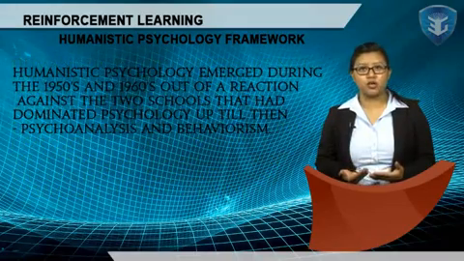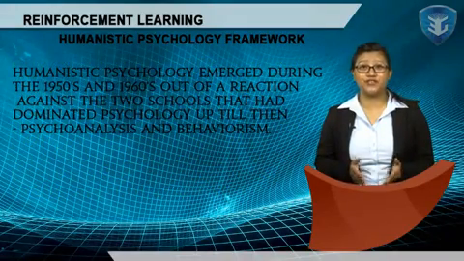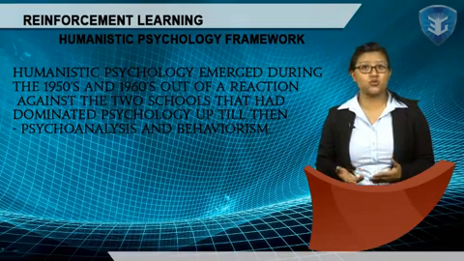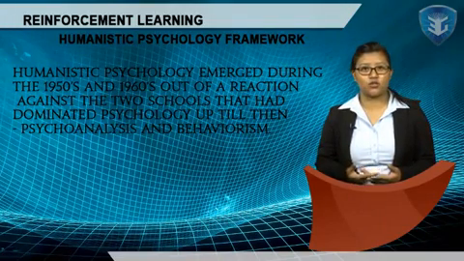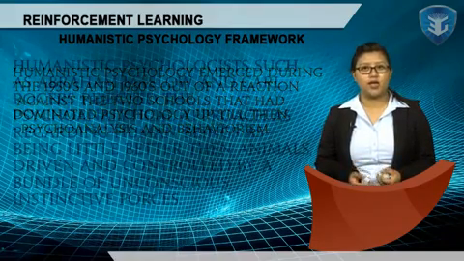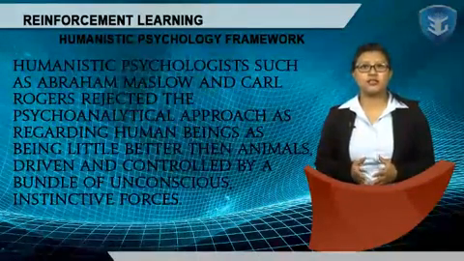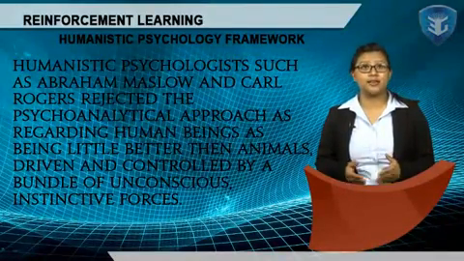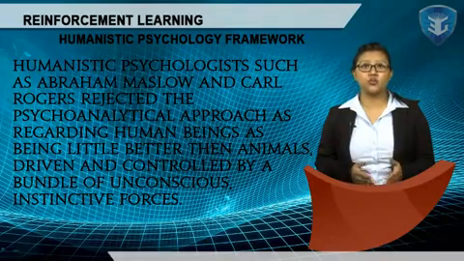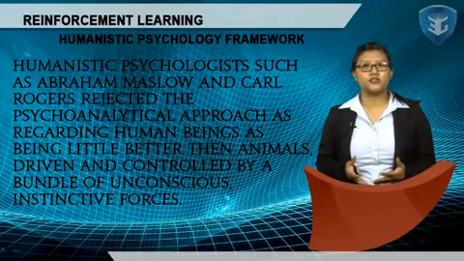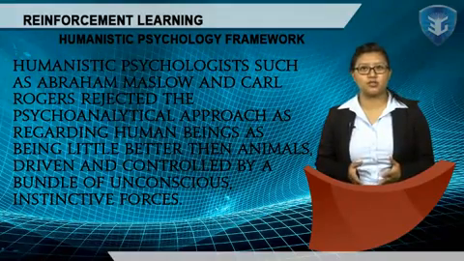Humanistic psychology emerged during the 1950s and 1960s out of a reaction against the two schools that had dominated psychology up till then: psychoanalysis and behaviorism. Humanistic psychologists such as Abraham Maslow and Carl Rogers rejected the psychoanalytical approach as regarding human beings as being little better than animals, driven and controlled by a bundle of unconscious, instinctive forces.